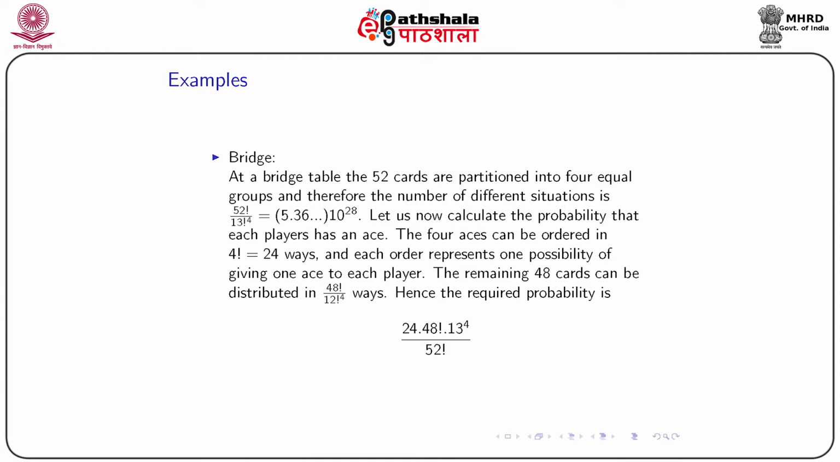Let us now calculate the probability that each player has an ace. We know that there are 4 aces, and these 4 aces can be ordered in 4 factorial, that is 24 ways, and each order represents one possibility of giving 1 ace to each player. So we are left with 48 cards, and these 48 cards can be distributed in 48 factorial over 12 factorial to the power 4 ways, because we are excluding the ace from the set of 13 cards. Hence the required probability will be 24 times 48 factorial times 13 factorial to the power 4 over 52 factorial.